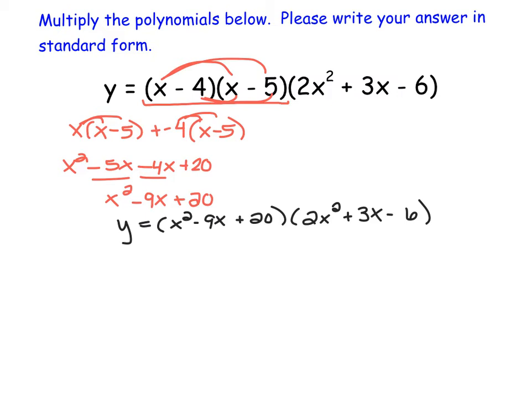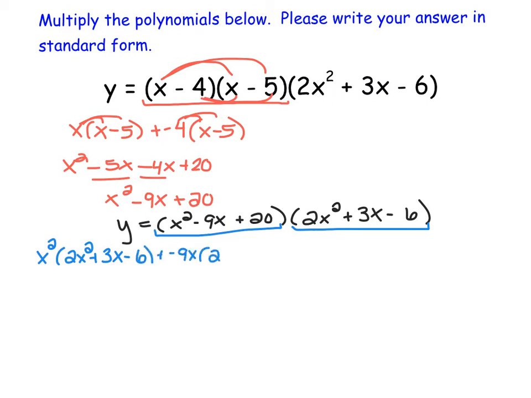We're taking everything in this first parenthesis set here, and we're multiplying it by everything in the second parenthesis. So we're going to take x squared, and we're going to multiply it by 2x squared plus 3x minus 6. And then we're going to take the negative 9x and multiply it by 2x squared plus 3x minus 6. And then we're going to take 20 and multiply it by 2x squared plus 3x minus 6.